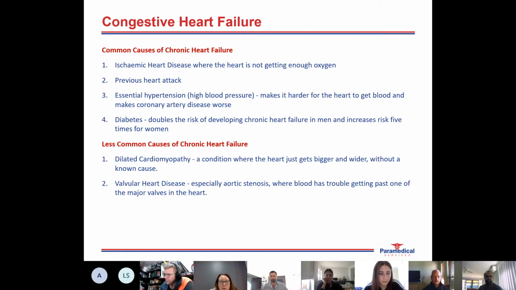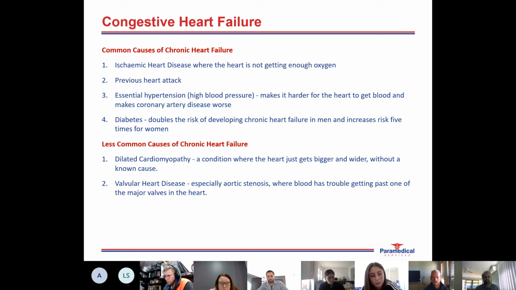Common causes of chronic heart failure is ischemic heart disease, where the heart is not getting enough oxygen, and those distal points to whichever artery is occluded become ischemic, thus impairing the ability of the heart, resulting in necrosis and death. Previous heart attacks and concurrent heart attacks that affect multiple arteries. Essential hypertension makes it harder for the heart to get blood and makes coronary artery disease worse by causing hardening of the artery walls or collapses in some cases.